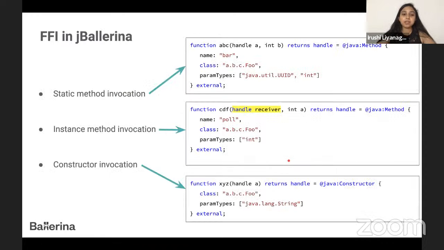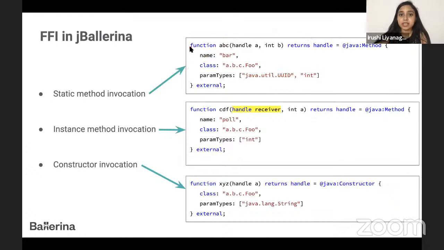So if I'm to explain the foreign function invocations in Ballerina, basically, if you want to invoke a static method, this is how you do it. So basically, this is an external function.